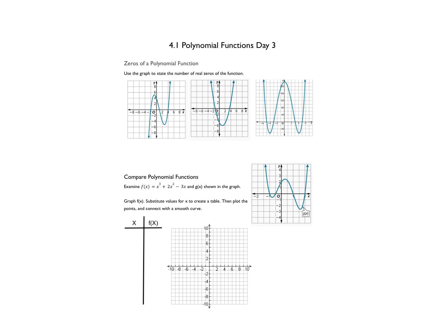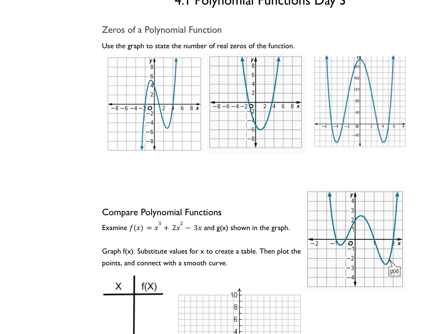So for this first graph, you see that it crosses at 3 spots. So there are 3 zeros. This graph here, the parabola, crosses the x-axis at 2 spots. So there are 2 real zeros. This W-shaped graph crosses the x-axis at 4 spots. So there are 4 zeros. So it's really easy to find the number of real zeros from a graph just based off of how many times it crosses the x-axis. All right.